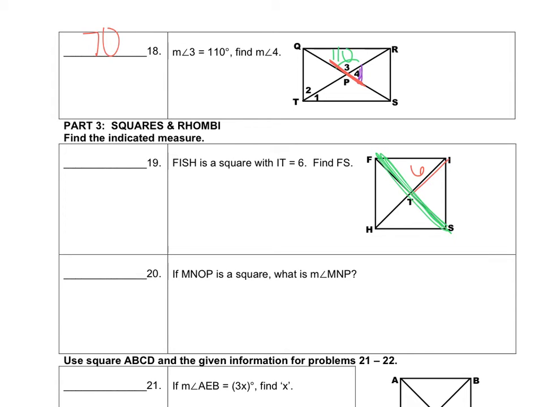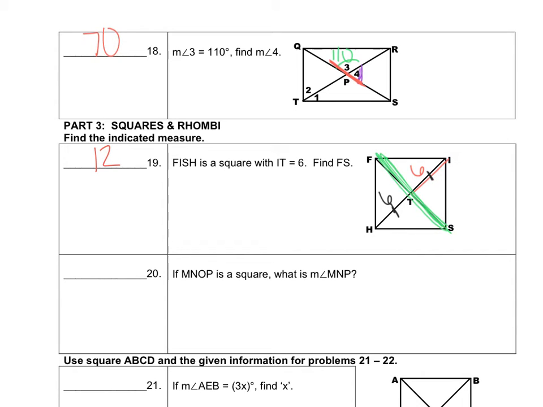It says that the diagonals are congruent and the diagonals bisect each other. So if we know that this part is 6, we also know that this part is 6, and the whole diagonal then is 12. Well, if one diagonal is 12, then the other diagonal is also 12. So 12 is your answer because that's the whole length of the diagonal.